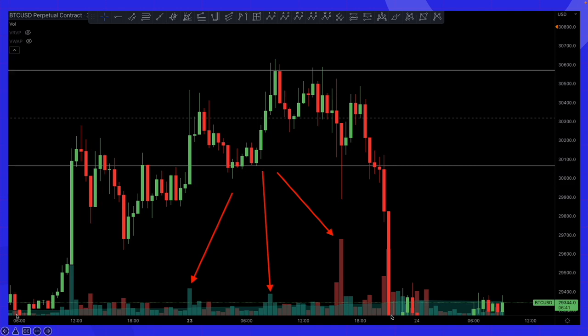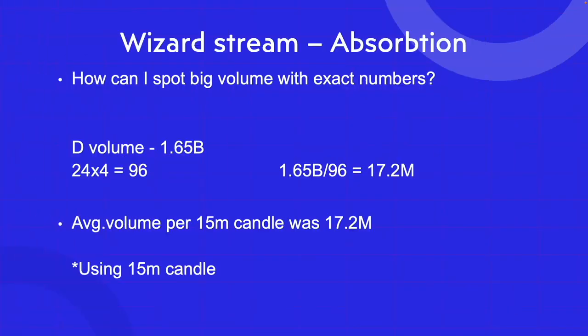I hope you understand the basics of absorption, and I hope you understand the point that I wanted to show you here. Let's continue. So how can I spot a big volume with the exact numbers, and how can I spot if I have a big absorption? Obviously it's one thing to look for that average line or average wave on TradingView, but the thing you can do is look at the daily volume, right? The daily volume in the example I was giving here was 1.65 billion. So $1.6 billion transacted on the Bybit exchange.